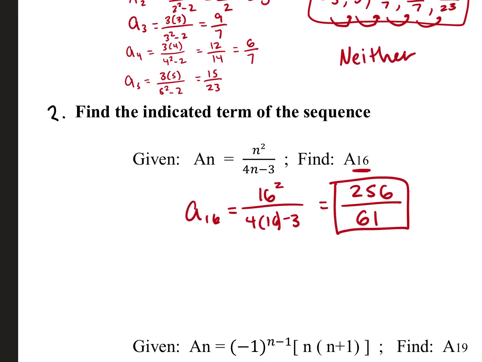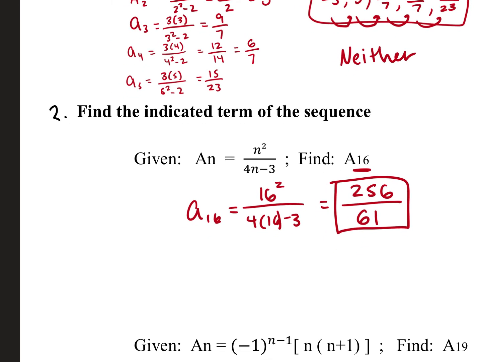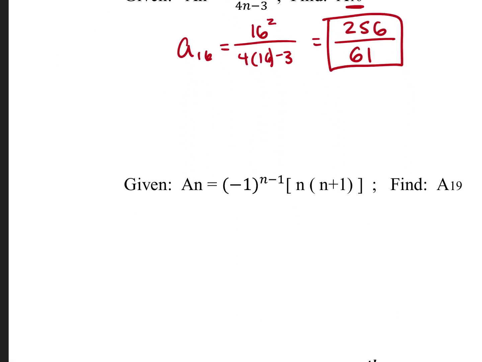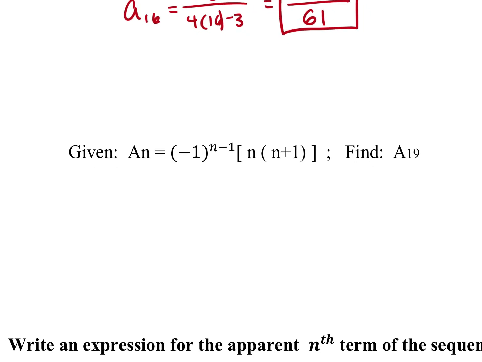If the question on the quiz says no decimals, what does that mean? We keep it as a fraction, so you would leave your answer just like this. If it says exact answer, you leave your answer just like this. Exact answer is the same as no decimals. Any questions here? All right, right below.